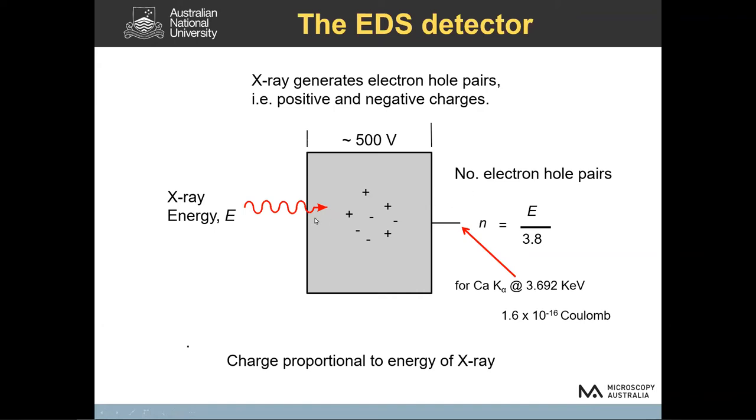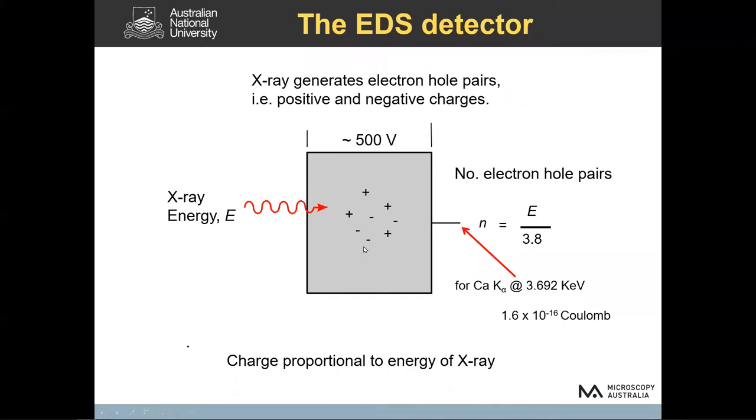They both work off the fact that the X-ray enters a silicon matrix, and it dissipates its energy by interacting with the silicon atoms, and it generates electron hole pairs. It promotes the electrons from the valence band into the conduction band. And the number of charges that it generates is dependent on the energy of the incoming X-ray. So in this case, for a calcium X-ray, you would generate around 1,000 electron hole pairs, which corresponds to a charge of 1.6 times 10 to the minus 16 coulombs appearing on this wire here.